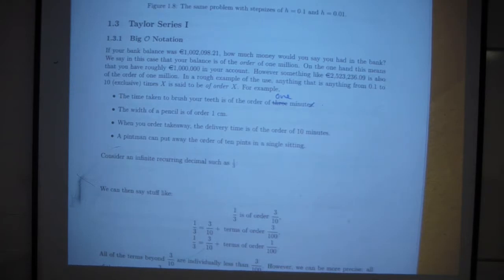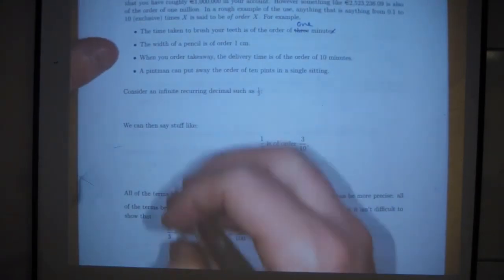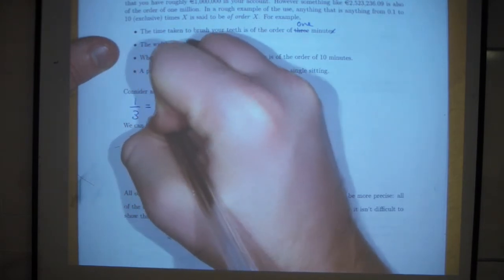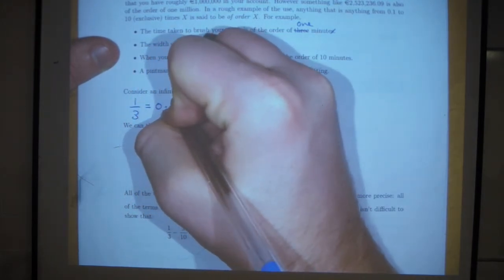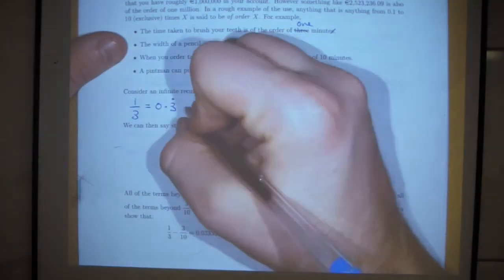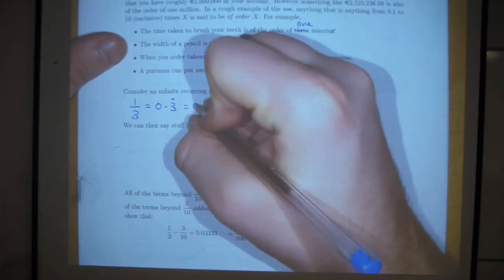Now, what I want you to think about for a moment is a recurring decimal such as 1/3. So we can say something here. You put 1/3 into your calculator, and it might give you something like this with the dot on top. And what that dot means is that the 3 actually goes on forever and ever and ever.